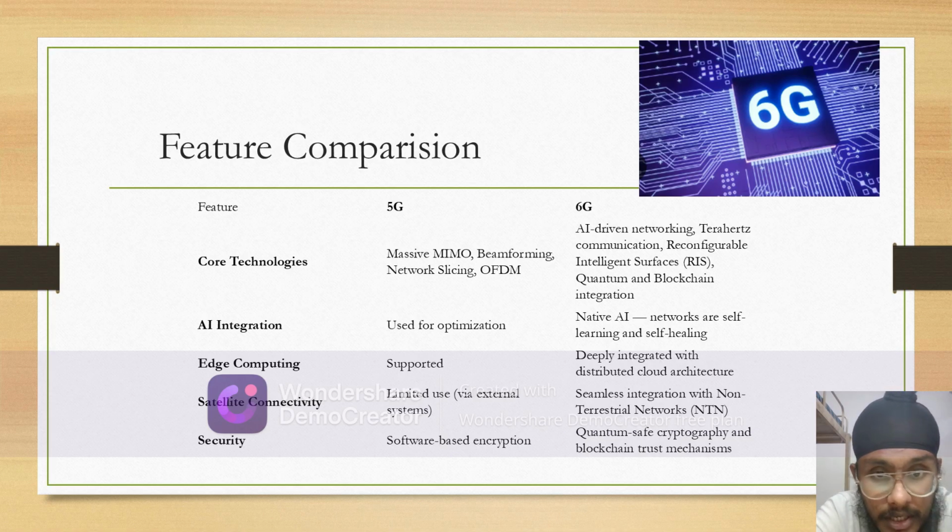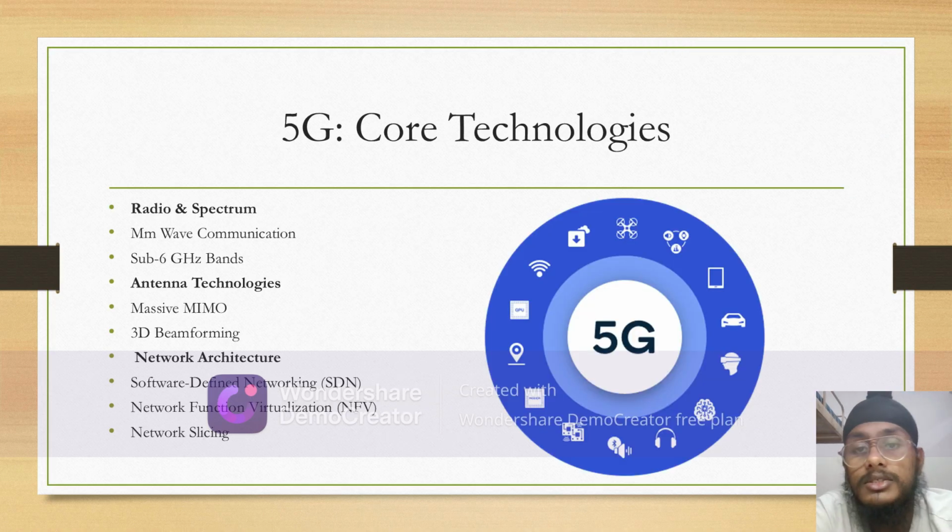distributed cloud architecture. And the satellite connectivity feature of 5G is limited use via external systems, and the satellite connectivity feature of 6G is seamless integration with non terrestrial networks. And the security feature of 5G is software based encryption, and the security feature of 6G is quantum safe cryptography and blockchain trust mechanisms.